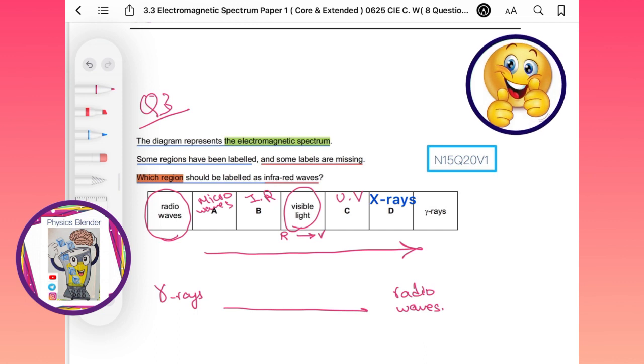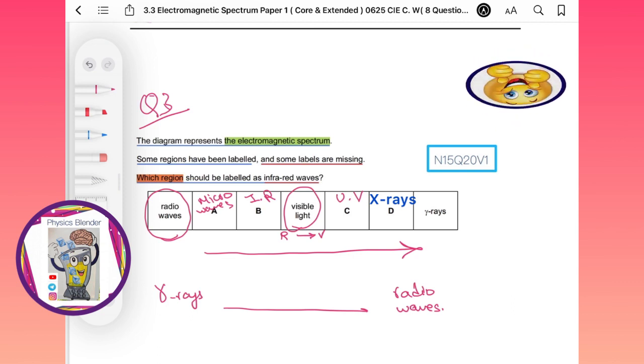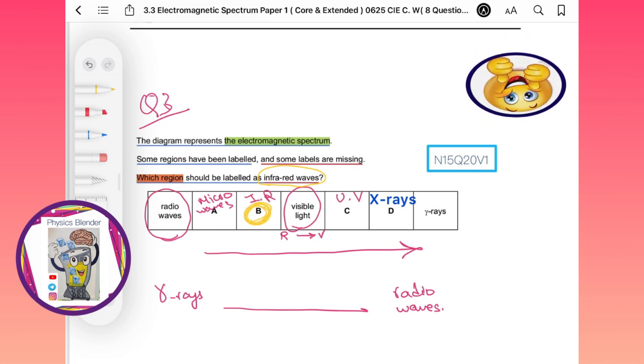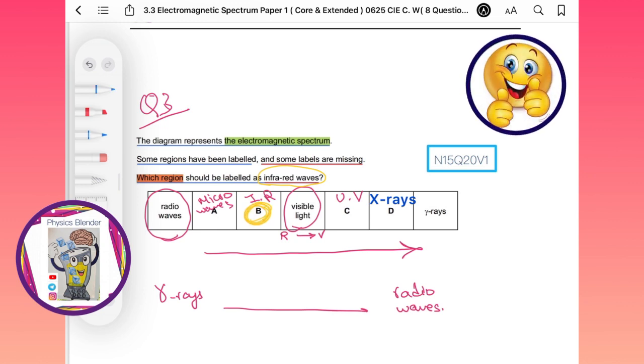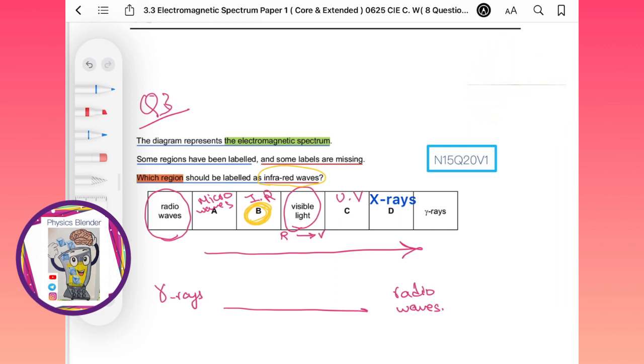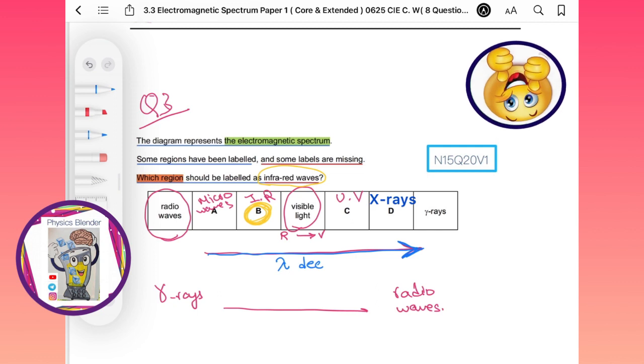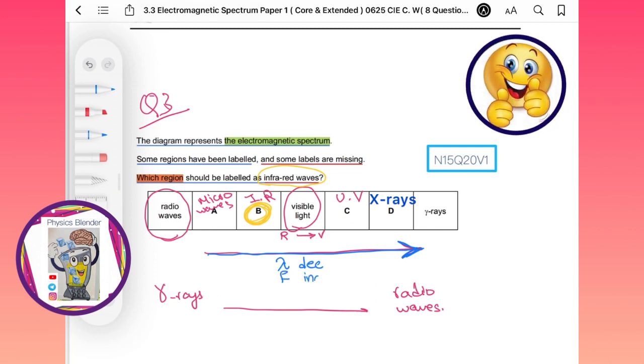Okay, let's discuss quickly what happens here. The answer for this one, asking you about infrared waves, is B for sure. But I would like to remind you that if you have radio waves at the left hand side here, so in this direction, the wavelength decreases and the frequency increases. I have to erase this.